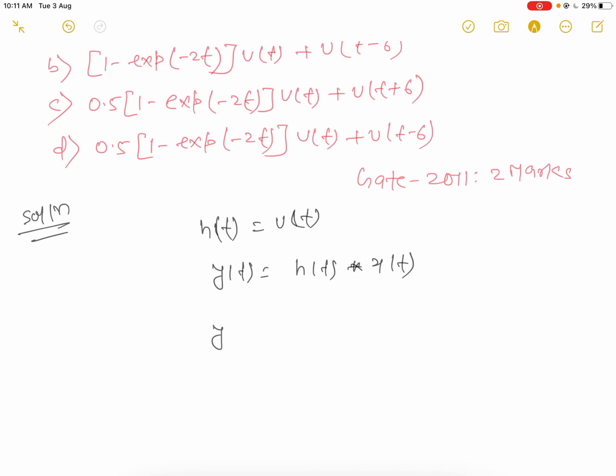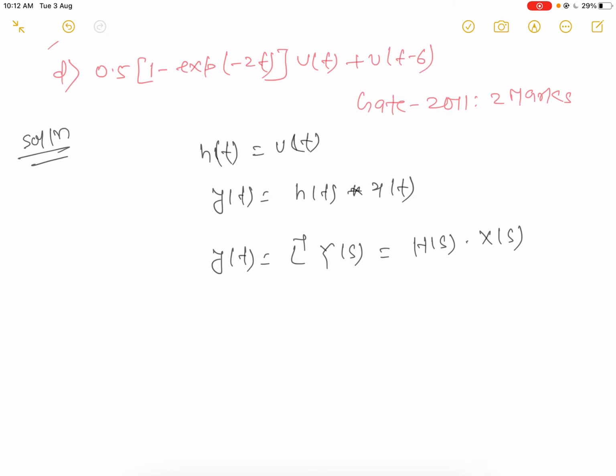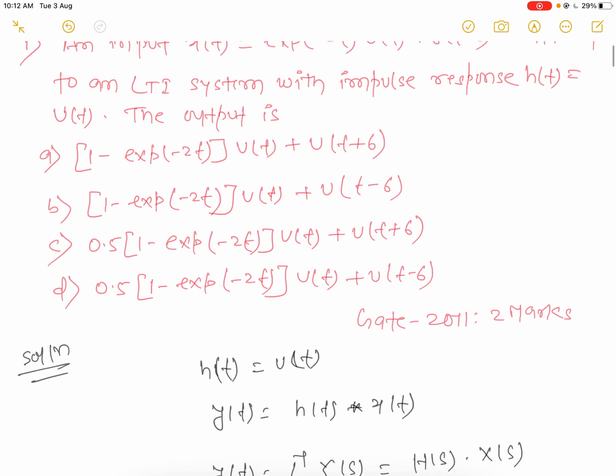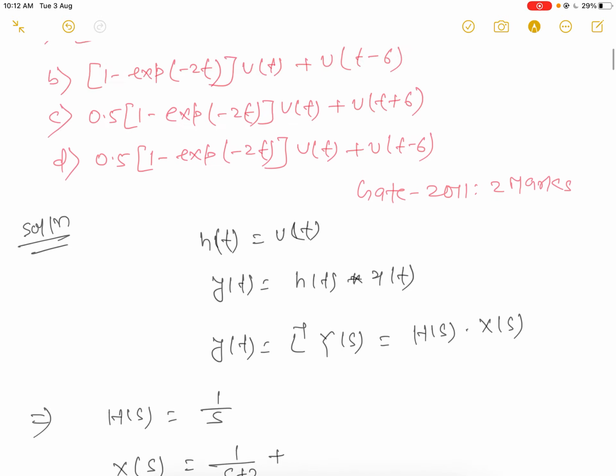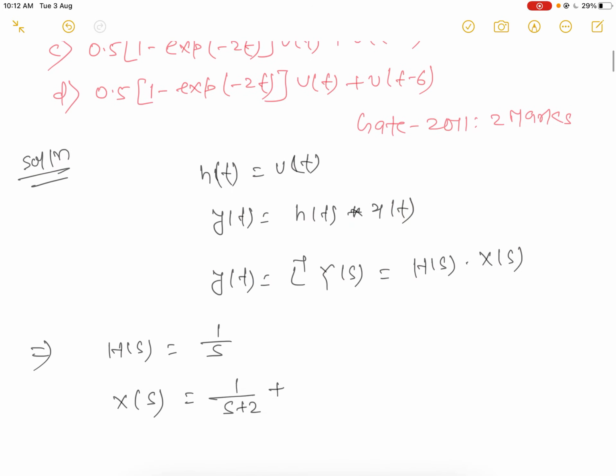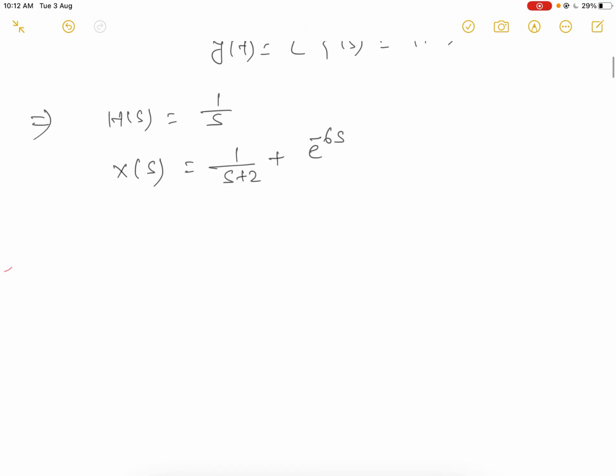Otherwise, we can get y(t) as the Laplace inverse of Y(s), and Y(s) we can get as H(s) into X(s), in the s domain. So first of all, find H(s). H(s) will be 1 by s, and X(s) will be, taking e to the power minus 2t, 1 upon s plus 2 plus delta(t minus 6), which gives e to the power minus 6s only. Okay, now multiply for Y(s).